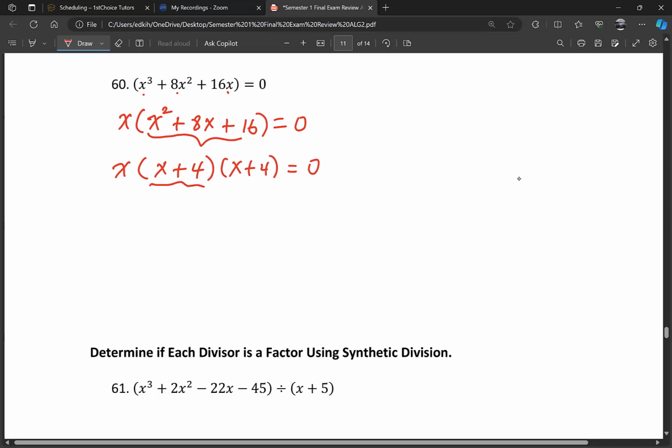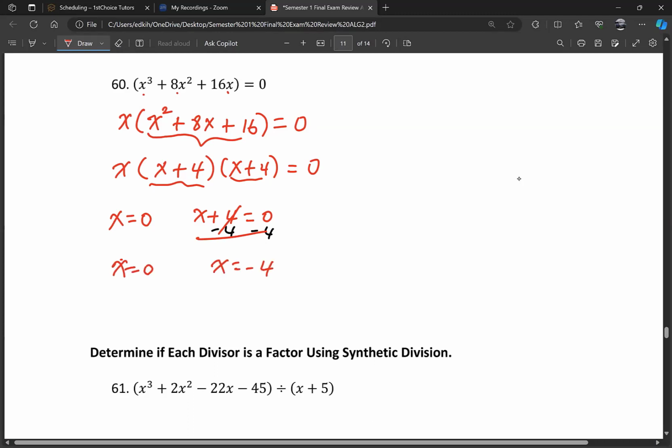Oh, notice these two are exactly the same. You don't have to solve for both of them, honestly. So we'll set each factor equal to 0. And since the x plus 4s are the same, I'm only going to solve for 1, right? So I'm going to subtract 4 from both sides. These cancel. So x equals 0 and x equals -4.